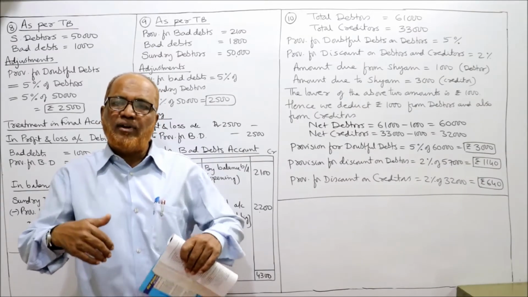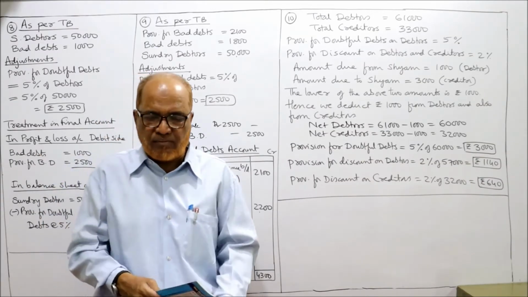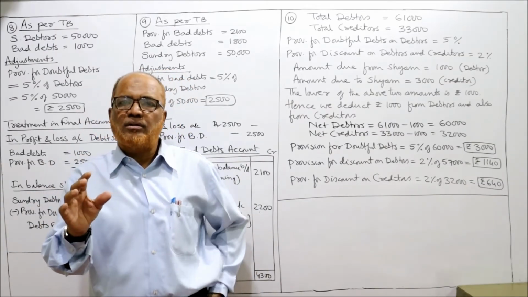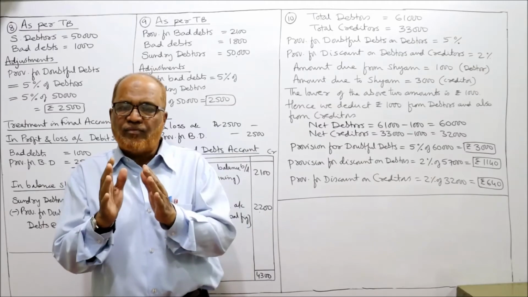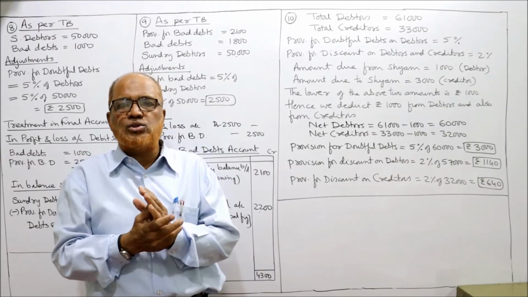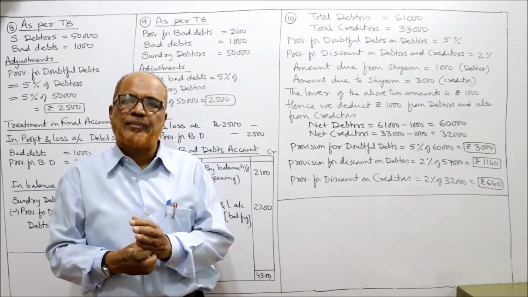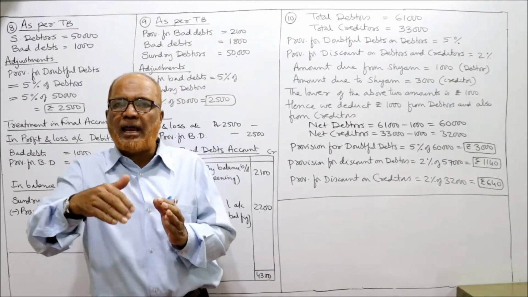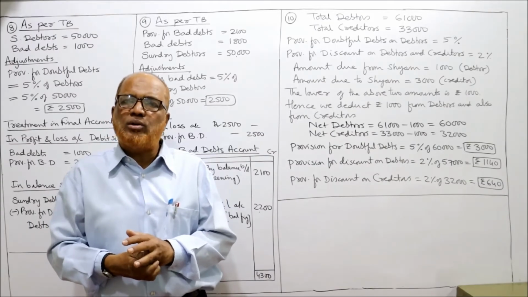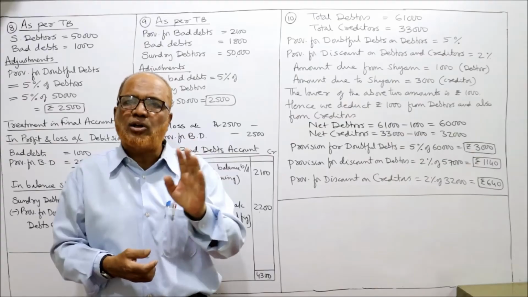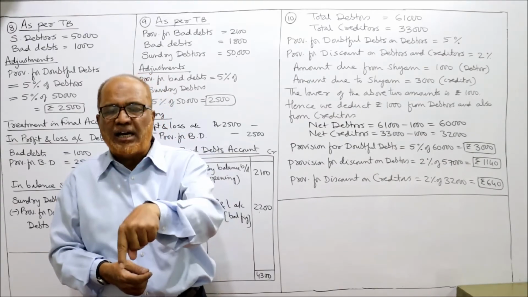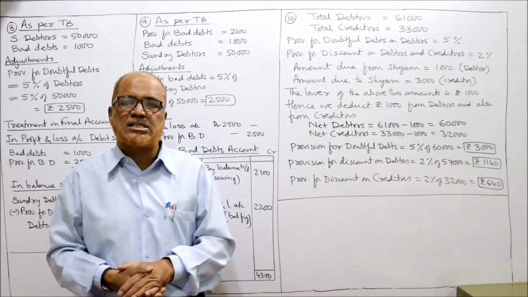So unnecessarily, why should we pay and why should we receive? We will set off. So how much is the minimum amount? 1,000. We have to get 1,000 rupees from Sham and we have to pay 3,000 rupees to Sham. So instead of getting 1,000 and paying 3,000, we'll make a set off. How much is the minimum amount? 1,000. So we'll make a set off of 1,000. So we deduct 1,000 from debtors and we deduct 1,000 from creditors.